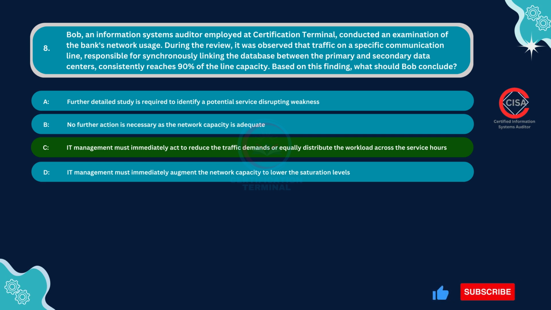When traffic consistently reaches 90% of the line capacity, it suggests that the network is operating at near full capacity, which increases the risk of congestion, latency, and potential service disruptions. Therefore, IT management should take immediate action to either reduce the traffic demands by optimizing network usage or equally distribute the workload across different service hours to alleviate congestion and ensure optimal network performance.